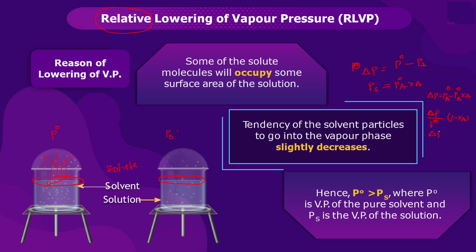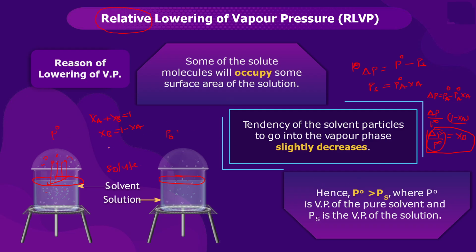So delta P upon P naught is equal to XB will come. 1 minus XA means XB. Why? Because XA plus XB is equal to 1, right? So XB is equal to 1 minus XA we can write. So 1 minus XA is equal to XB. This is called RLVP. This one, delta P upon P naught, is called RLVP. Okay, I hope this one is clear.